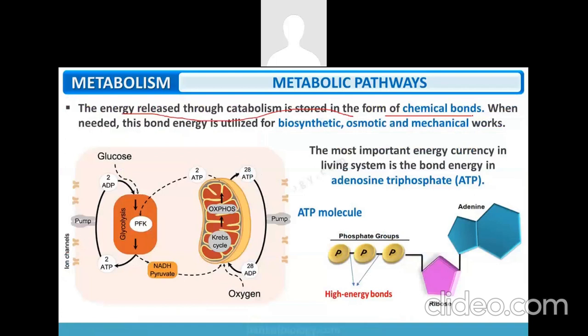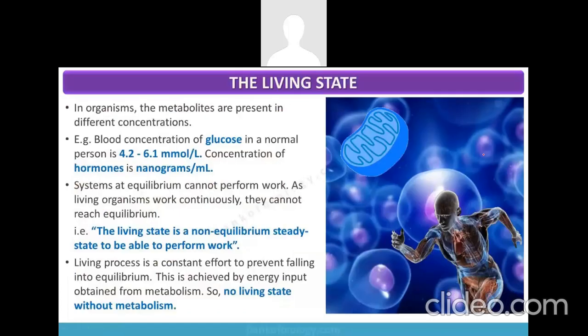The energy released through catabolism is stored in the form of chemical bonds. So it is not just stored in some other form, but in the form of chemical bonds. So whenever the stored energy is needed, this bond energy is utilized for all the work taking place inside the cell. One of the most important and viable sustainable forms of such bond energy is adenosine triphosphate. It is also referred to as the energy currency.